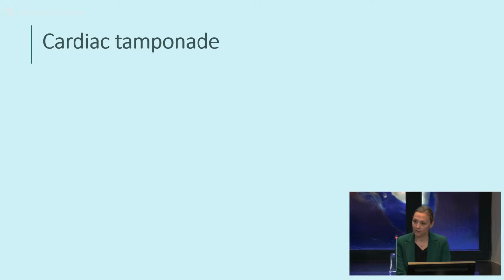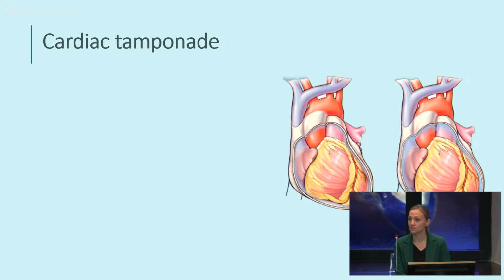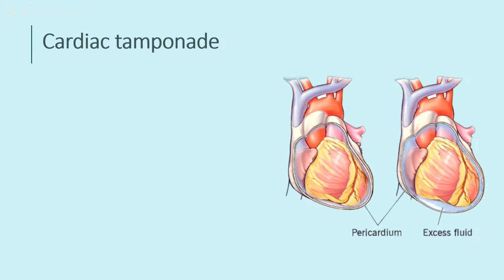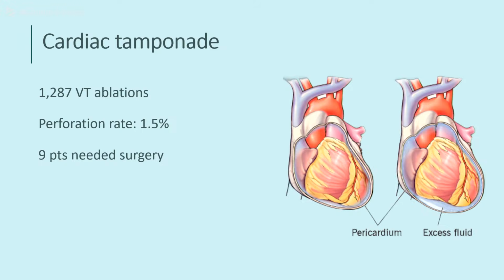Although VT ablation is generally safe, tamponade can happen. This happens when the catheter perforates the cardiac wall and bleeding occurs in the pericardial sac. We analyzed data of over 1,000 ablations in the last 15 years. The perforation rate was about 1.5%, and most of the patients were able to be treated with pericardial drainage. 9 patients needed surgery, but most importantly, all of them survived to discharge, showing that standardized management of these complications in tertiary clinics with heart surgeons on site is very important.